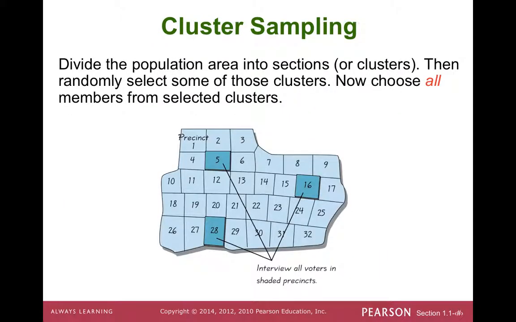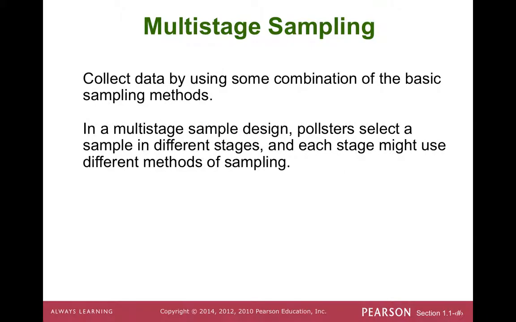Cluster sampling, you take your area, you divide it into groups, but then you randomly pick which groups you're going to interview, and you interview everybody in those groups. Multi-stage sampling involves several different types in different phases.